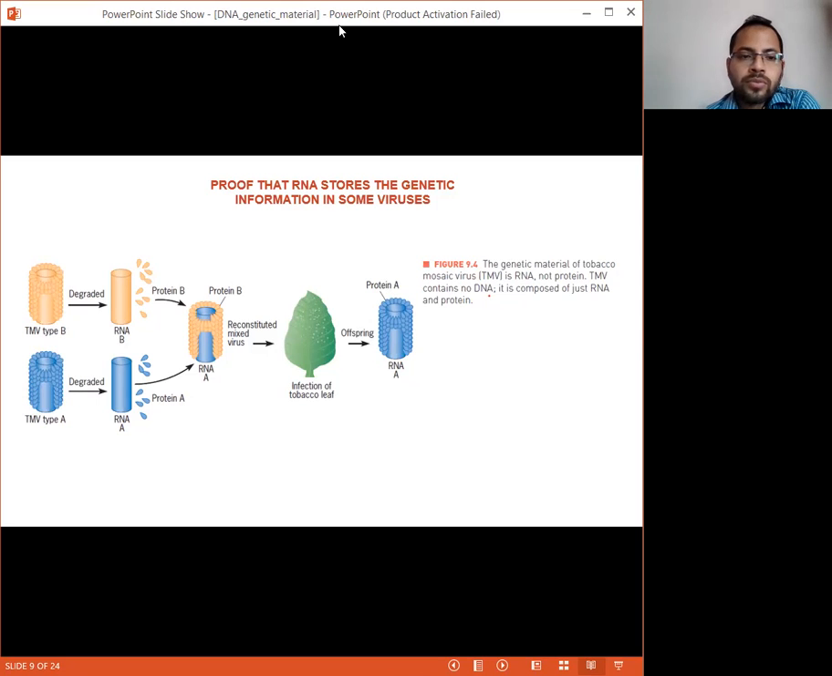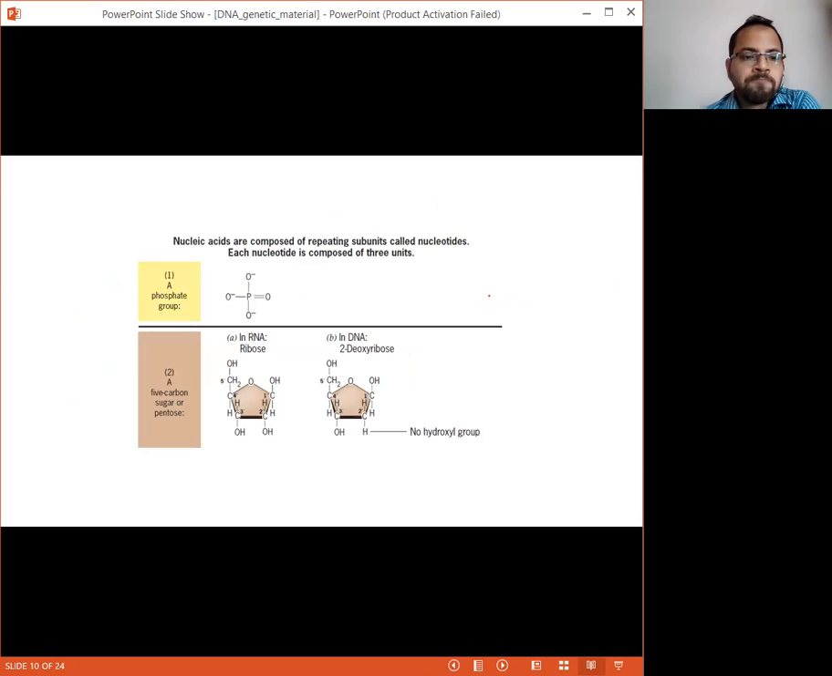So I'm not going into RNA because in your syllabus only the DNA structure is very important. So again, we are going back to that. Nucleic acids, we have already discussed the phosphate group and 5-carbon sugar. Can anyone recall why I told you that the sugar carbon is marked with 1', 2', 3', 4', and 5'? Why is it so?